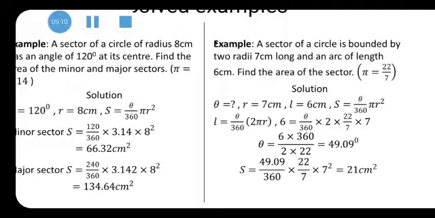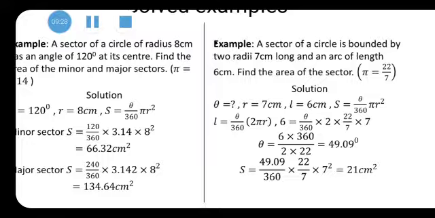This suggests that if you have two or more sectors in a circle, the total area of all the sectors put together will be equal to the area of the circle. Watch out for questions that may come in that format.